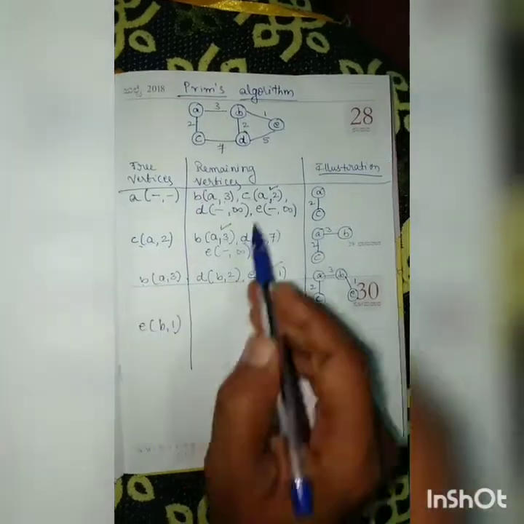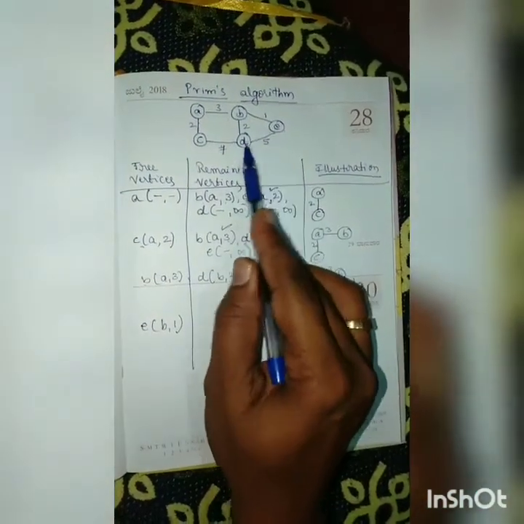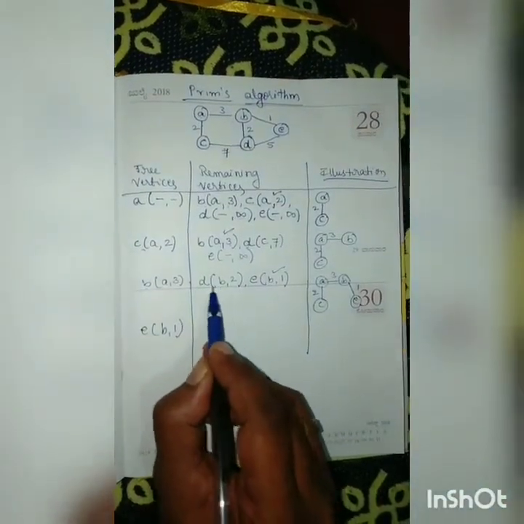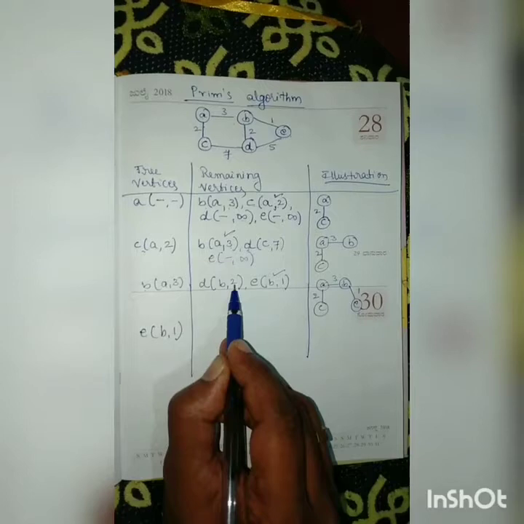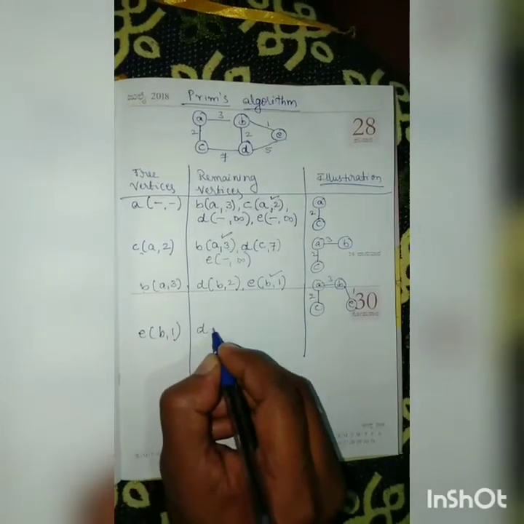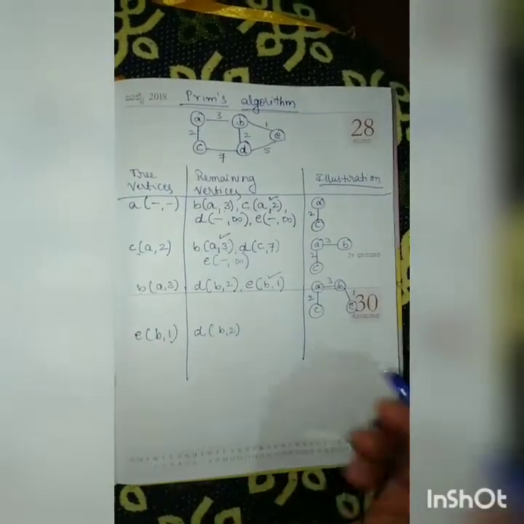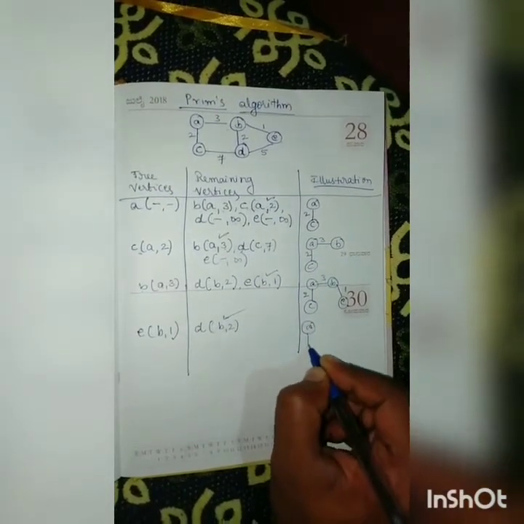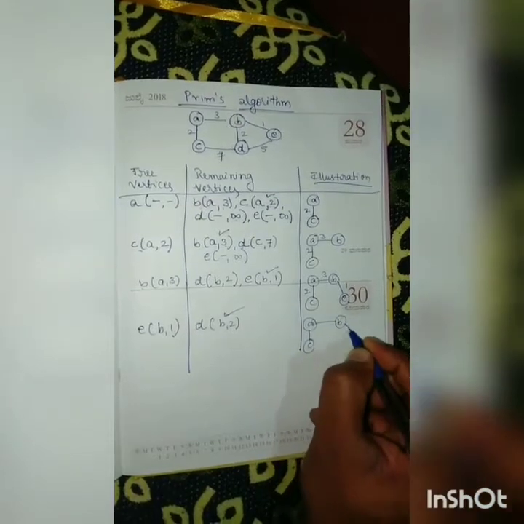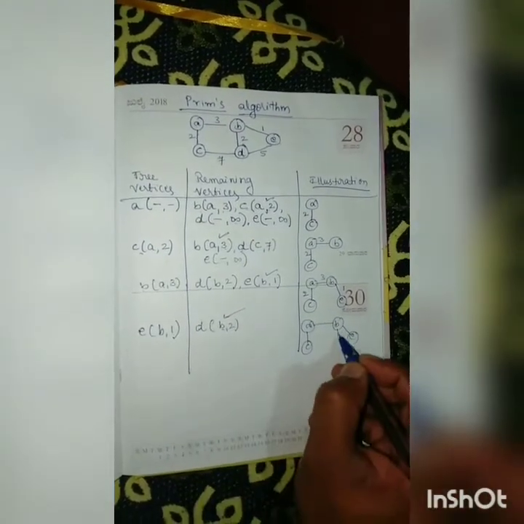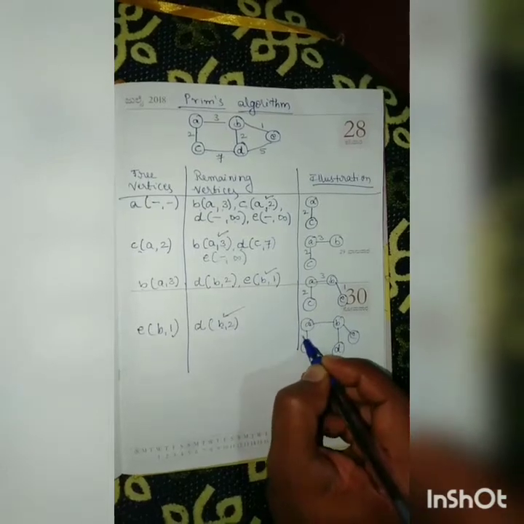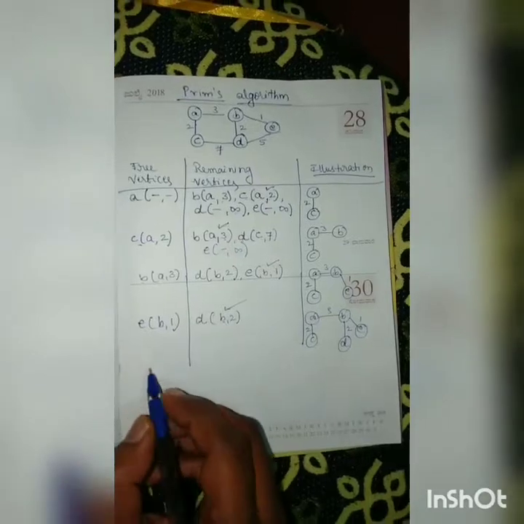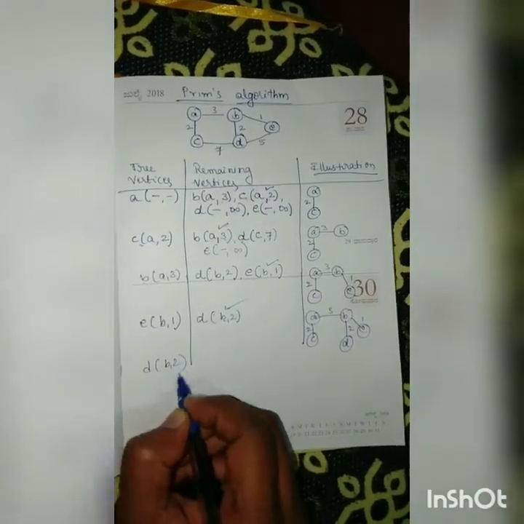E, B, 1. Now from E to D, is there any edge? Yes. What is the cost? 5. However, we already have one more edge with a cost 2, which is lesser. Therefore I will retain D, B, 2 as it is, and I will choose this A, C, B, E, then B to D is the edge. So 2, 3, 1, 2. Done. And D, B, 2, nothing.